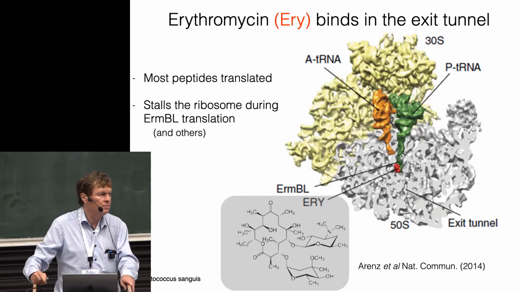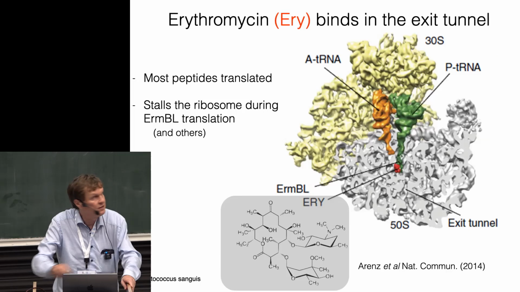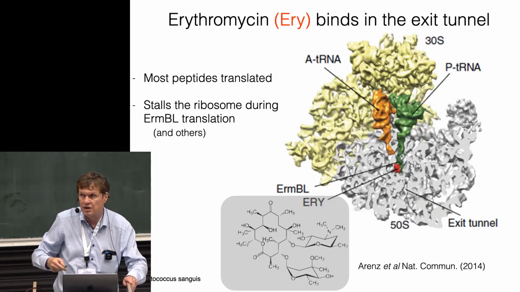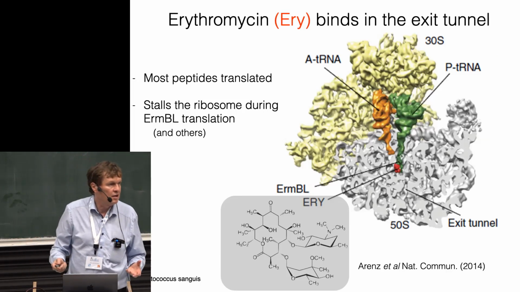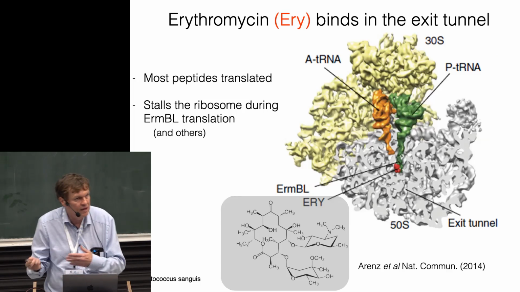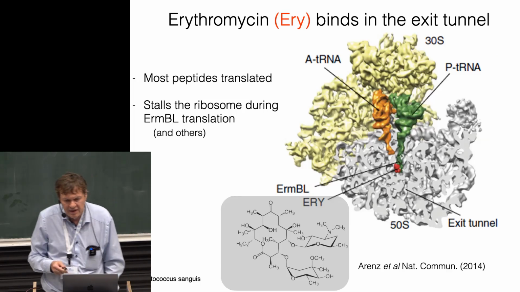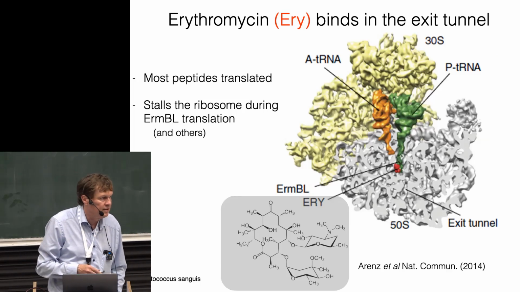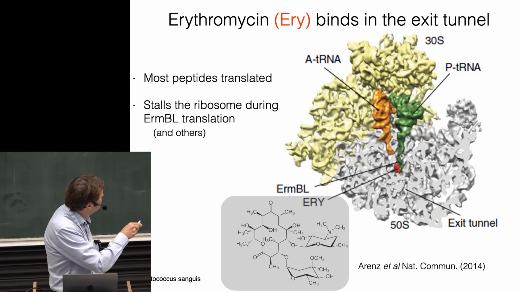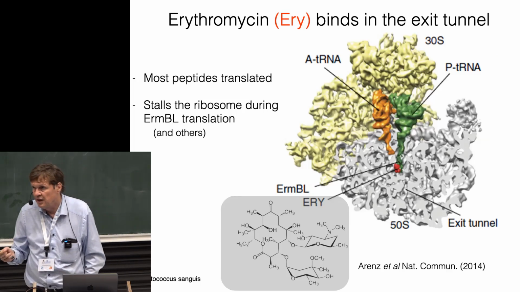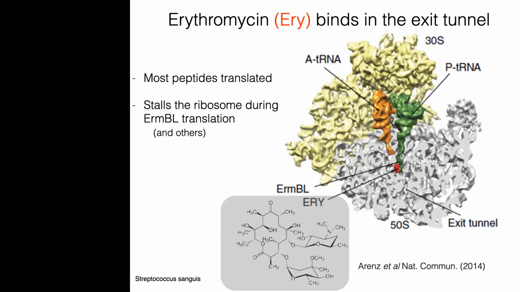And the common notion more or less was that, well, it's pretty easy, right? So this thing binds in the tunnel like a cork in a bottle and blocks the tunnel. And so the nascent peptide can't go out. That's how it works. Well, it was found early on that not every peptide is actually blocked. So some sequences can actually go through and others cannot. So the whole thing is sequence specific.